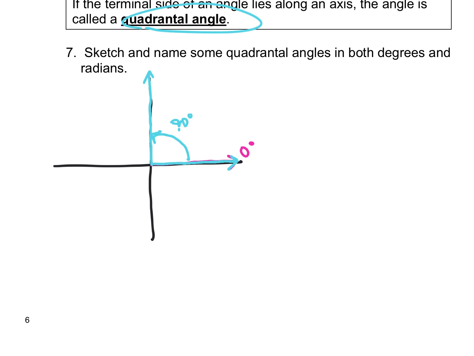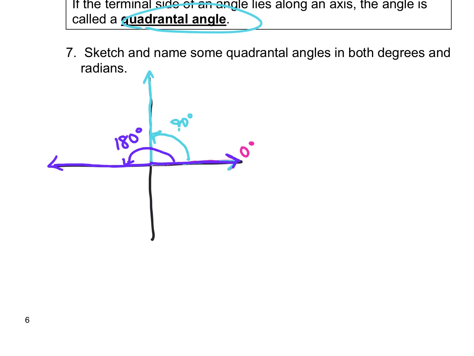180. You can pick it up fast, right? So 180 would start on the positive x-axis, end on the negative x-axis, and I would show my rotation from here to here. Positive 180 degrees. So if we're continuing our pattern, what would be my next quadrantal angle?